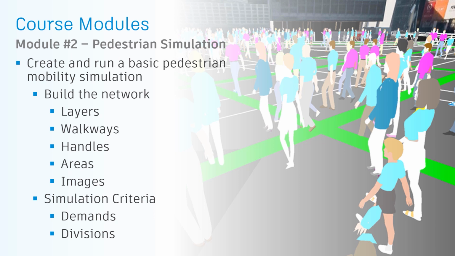Okay, so we're going to be looking at a purely pedestrian simulation in this module. We will create and run a basic pedestrian mobility simulation, and we are going to be looking at how we build the network completely from scratch. We are going to look at layers, walkways, handles, people areas, how to use imagery, and we're also going to look at the simulation criteria, so a lot of the parameters around the simulation itself, and we'll include demands and divisions in that.